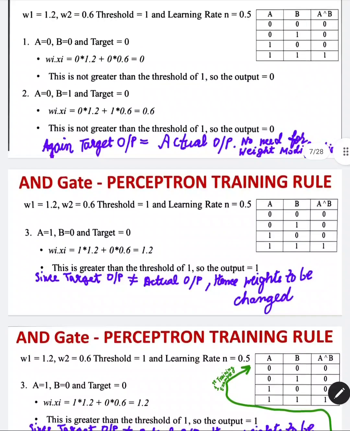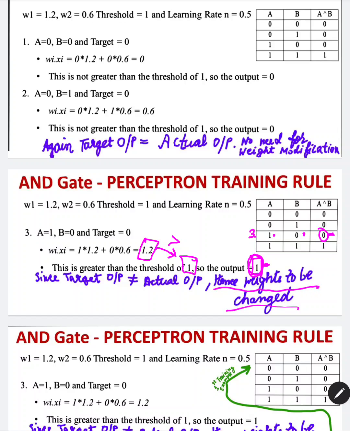Now let's move to training sample 3. For this third training sample, 1 into 1.2 plus 0 into 0.6, so the answer would be 1.2. Now, is it greater than the threshold value 1? Yes. Since it is greater than the threshold value, the output would not be 0. The output would be 1. The target output was this, the actual output is this. Now there is a difference between the target and the actual output, so the weights need to be changed.